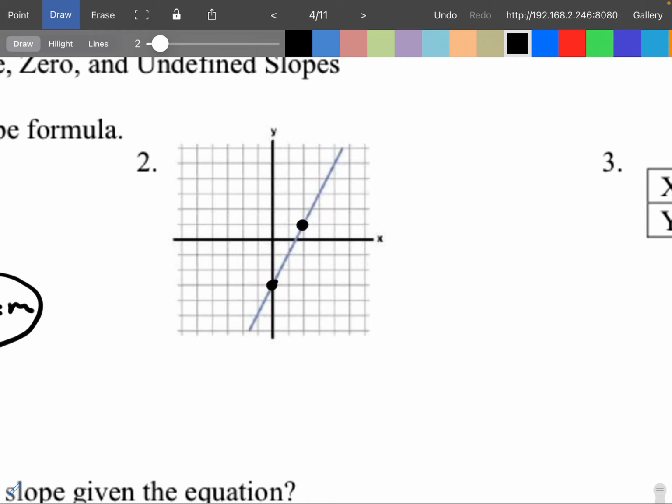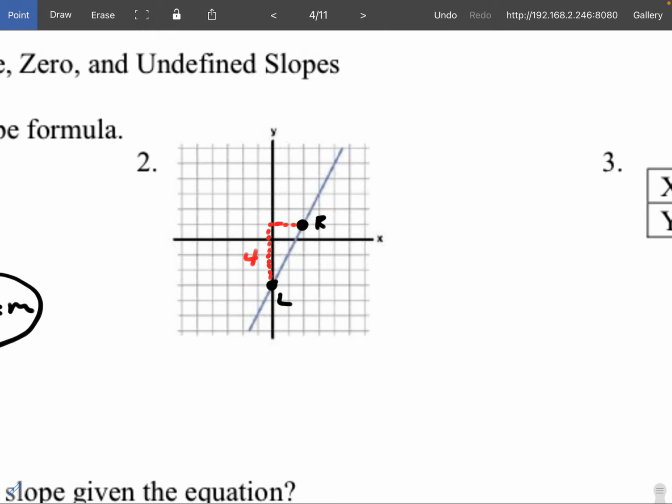Okay? Then on the next one, I think they want you to do it with 2 points, but if you got the graph, let's just do it like we did before. So number 2 here, let's find a couple points that cross right on the grid. So I would say maybe this point right here and this point right here. And again, we're going to go from the point on the left to the point on the right. So we're going to go up that way and then over that way.